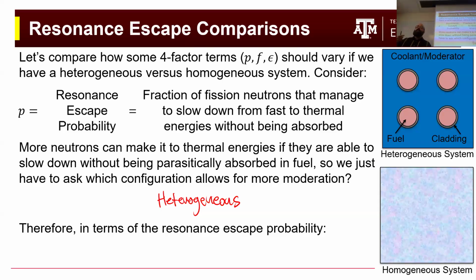So if I get more thermalization, if I get more neutrons slowing down to thermal energies in the heterogeneous configuration, that means that the resonance escape probability in my heterogeneous configuration is going to be larger than the resonance escape probability in the homogeneous configuration. So P for a heterogeneous configuration is going to be larger than P for the homogeneous configuration.